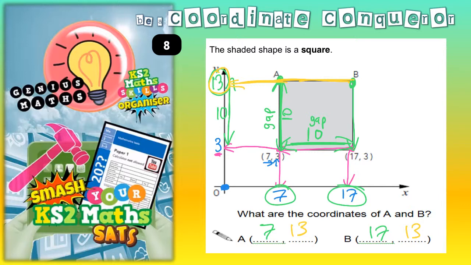Just to recap what we did there, we said that from 7 to 17 was a gap of 10. So we need a gap of 10 going up the other side of the square. So 3 going up 10 is going to get you to 13. Final answers, A is 7, 13 and B is 17, 13.